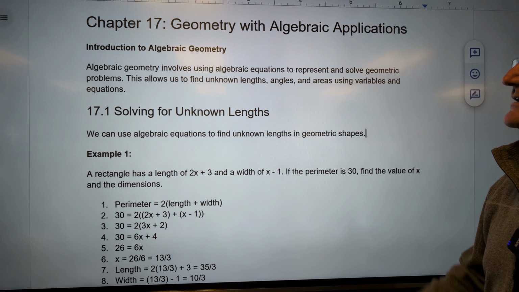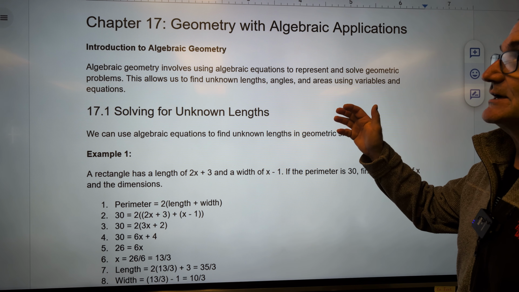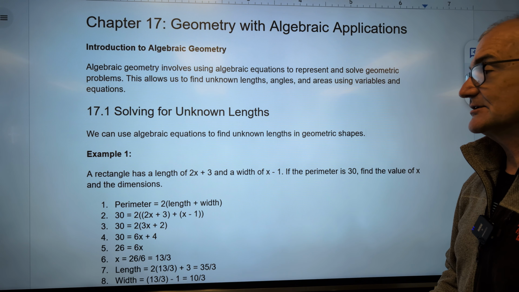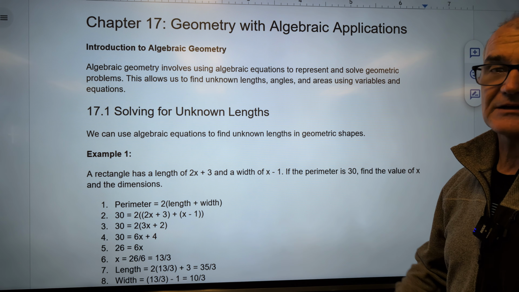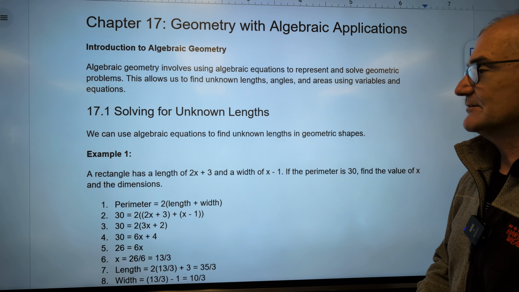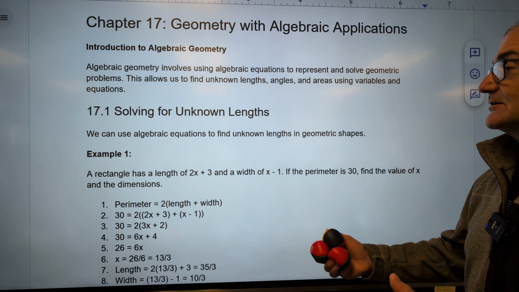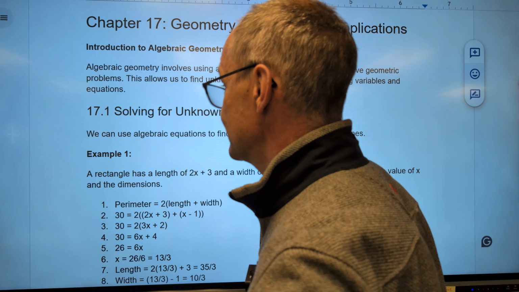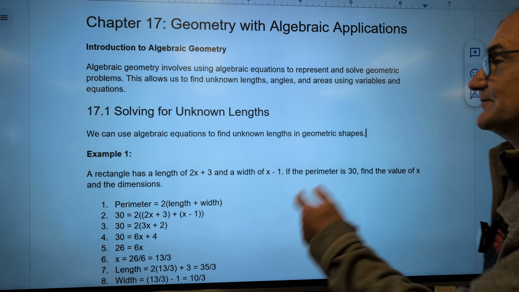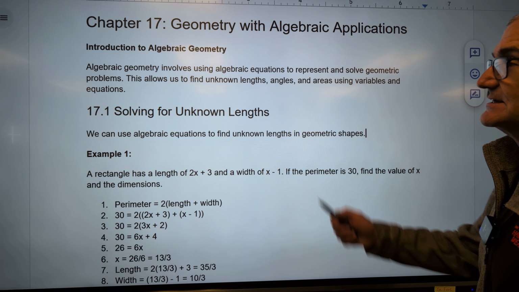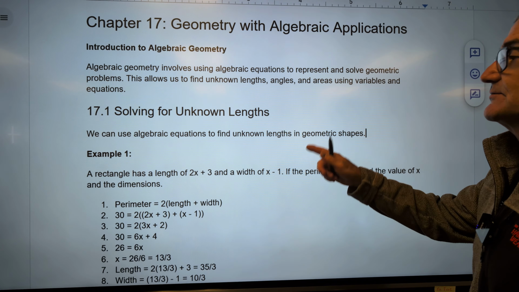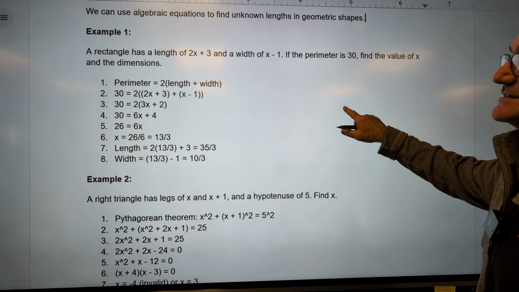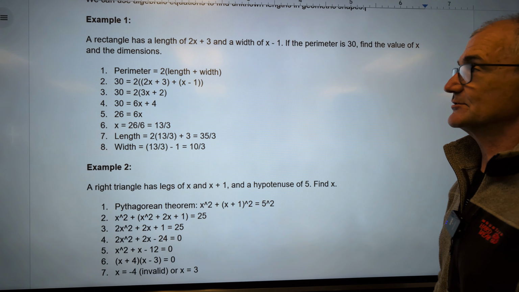Chapter 17, we're looking at algebraic ways to solve geometry problems. A lot of these are going to be given parts of a rectangle, find the perimeter, or given the area of a triangle, go backwards to find the base. So let's take a look at this. The first section in Chapter 17 is 17.1, solving for unknown lengths. So here's an example. A lot of this is vocab, and that's why it's also important to review.